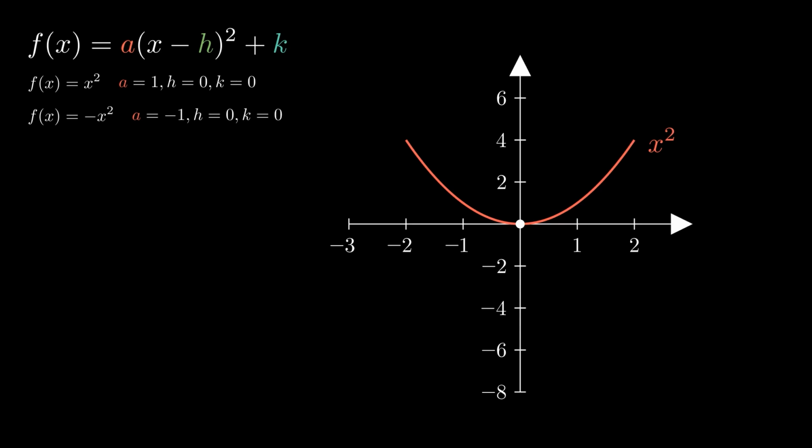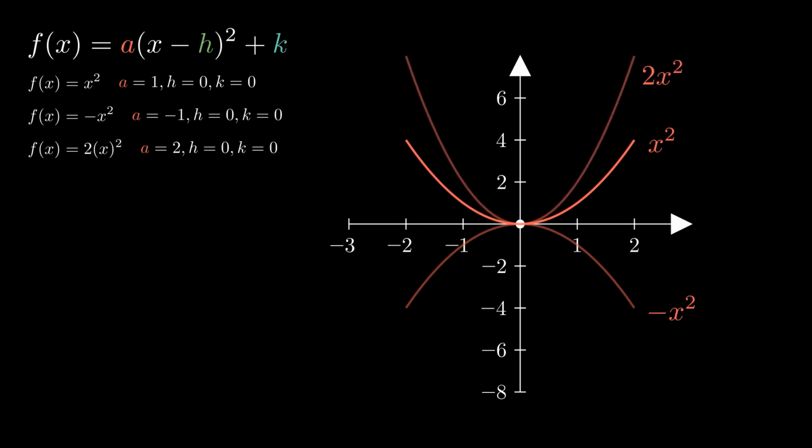If we just flip the sign of a, the parabola will be reflected across the x-axis and will open downwards. If we increase the value of a, the parabola will be stretched vertically and become narrower. And likewise, if we decrease the value of a, the parabola will become wider.